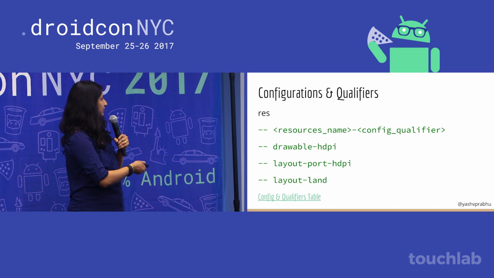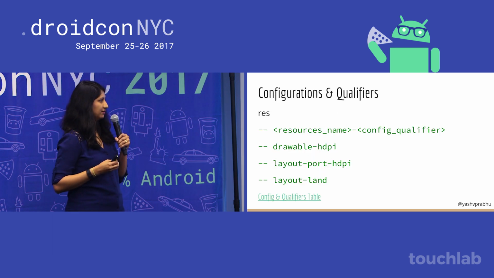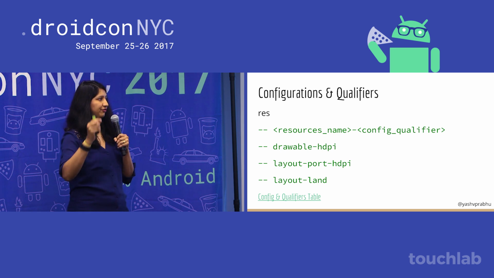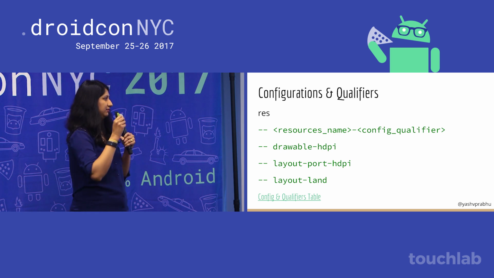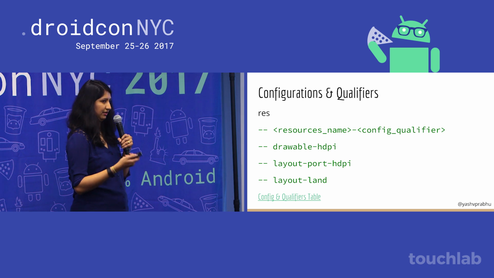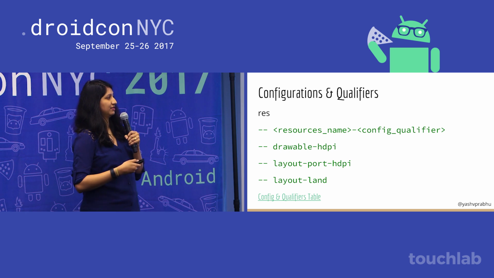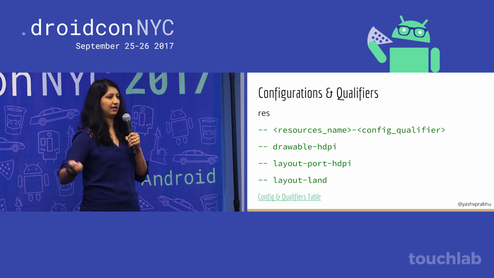So going back to our configurations and qualifiers, whenever you declare a resource, you create a resource name and a configuration qualifier. So a drawable-hdpi, layout-port-hdpi, and so on. There is something called a configuration and qualifiers table that is in the Android app resources that you can access. And it gives you an idea of what these qualifiers are. So you cannot just say, I'm going to call it layout-landscape. It has to be land, it has to be port, it has to be hdpi.